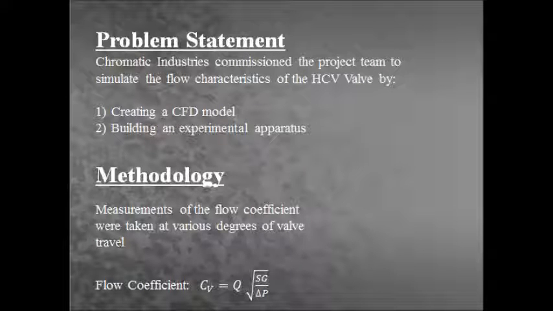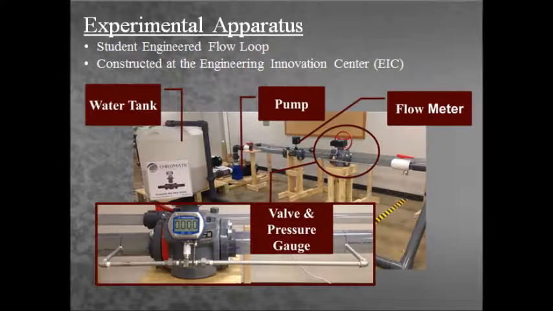Measurements were taken at 5-degree increments as the valve was opened at 90 degrees and closed at 0 degrees. The experimental apparatus was constructed in a space provided on campus. The system contains a flow loop where the pressure differential across the valve was measured as water was circulated.